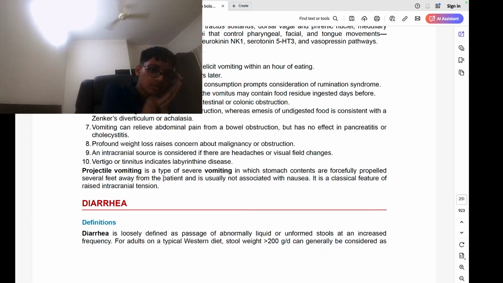Profound weight loss raises concern about malignancy or obstruction. An intracranial source is considered if there is a headache or visual field changes. Projectile vomiting or tinnitus indicates labyrinthine disease.